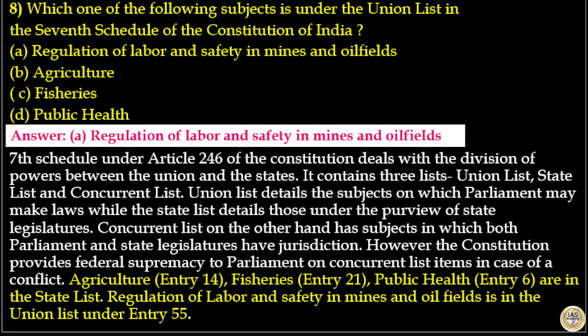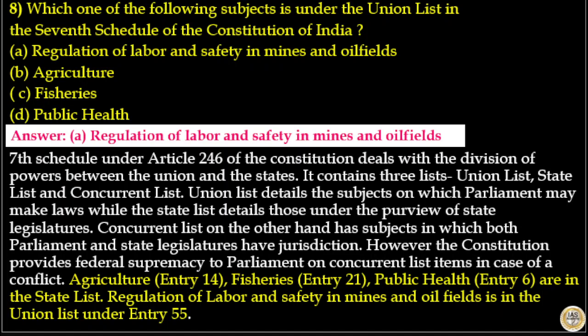7th Schedule under Article 246 of the Constitution deals with division of powers between Union and states. It contains 3 lists: Union List, State List and Concurrent List. Union List details subjects on which Parliament may make laws, while the State List details those under the purview of state legislatures. Concurrent List, on the other hand, has subjects in which both Parliament and state legislature have jurisdiction. However, the Constitution provides federal supremacy to Parliament on concurrent list items in case of a conflict.